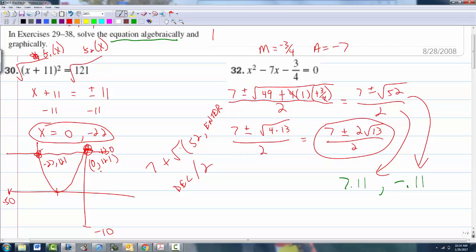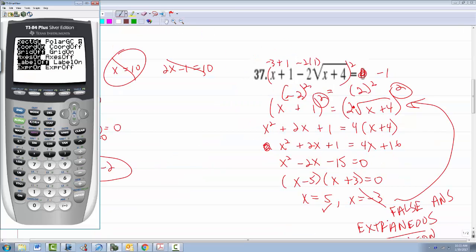And then me seeing the picture that you got, I know what the picture's supposed to look like. All right? And then you show that and then identify that when I plug in negative 22, I get 121 as an output value. That makes negative 22 an answer. That makes 0 an answer. Okay?